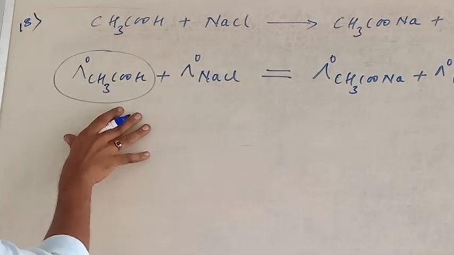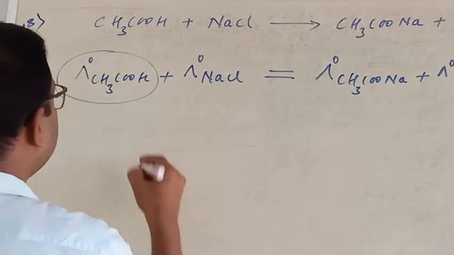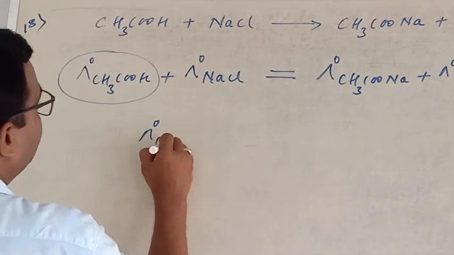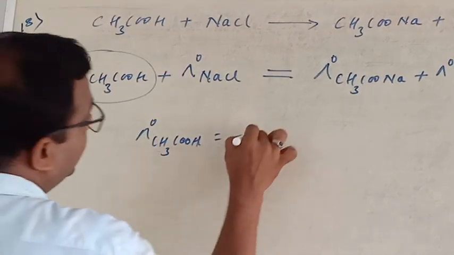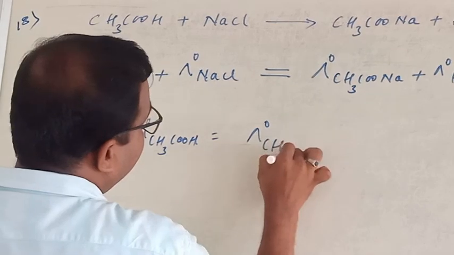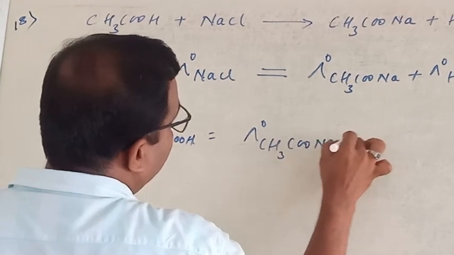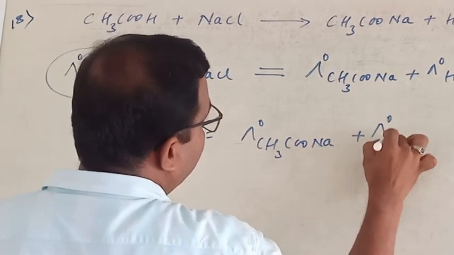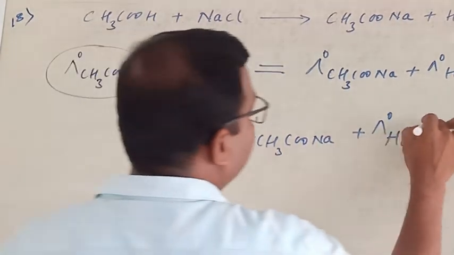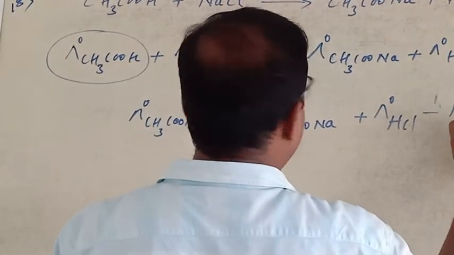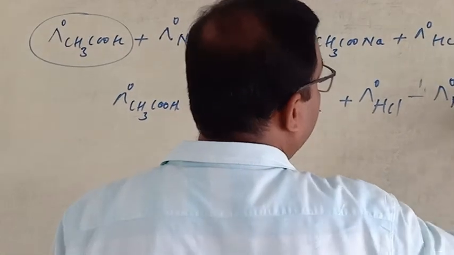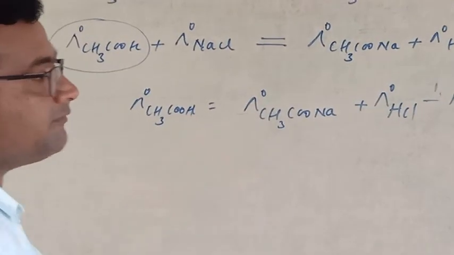Keep this as it is, send it that side. Then lambda naught of acetic acid is equal to lambda naught of sodium acetate plus lambda naught of HCl minus lambda naught of NaCl. Then the obtained values, just simplify.